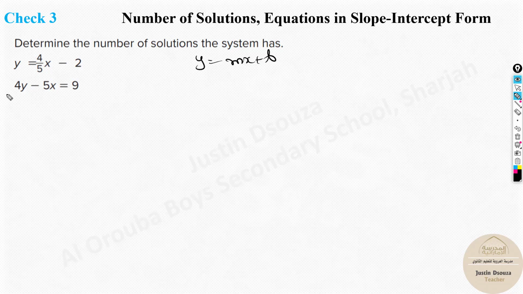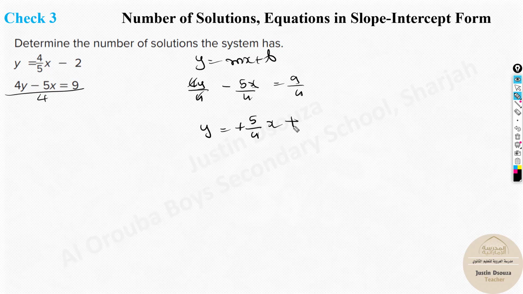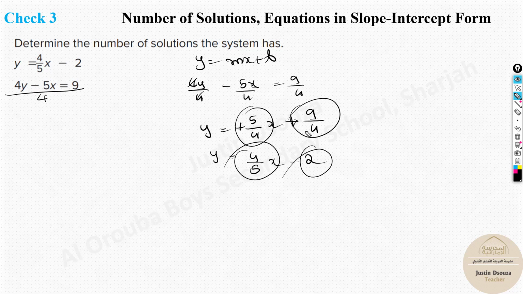Now this one, all I do is I'll divide throughout by 4. So it'll be 4y by 4 minus 5x by 4 equals 9 by 4. And let me take x to the other side. Here 4 cancels. It'll be y equals plus, when it moves to the other side, 5 by 4 x plus 9 by 4. And the other equation was y is equal to 4 by 5 x minus 2. The intercepts are different, the slopes are different, and they are not equal to each other.